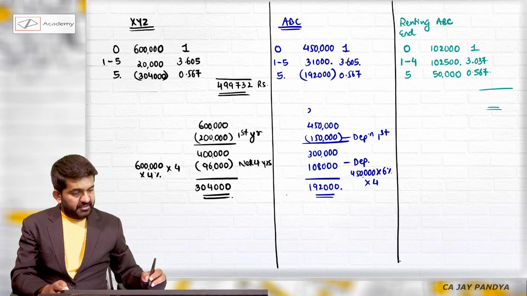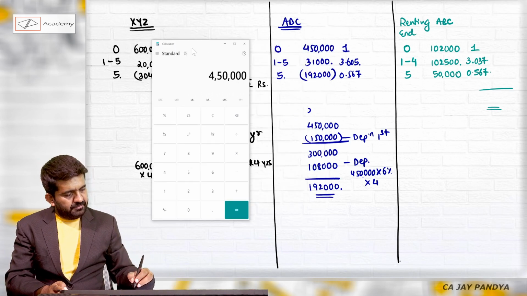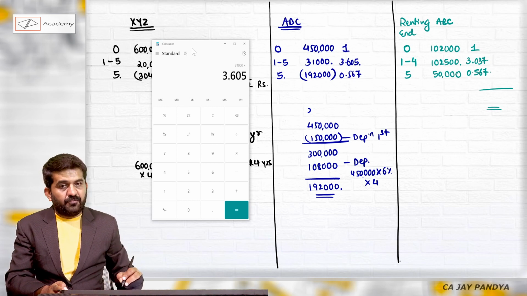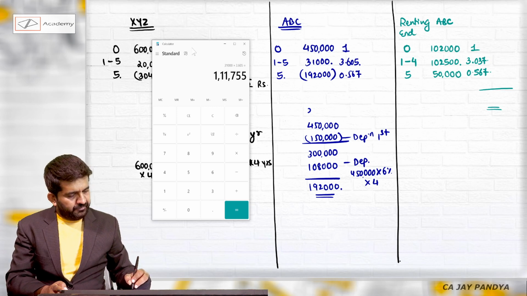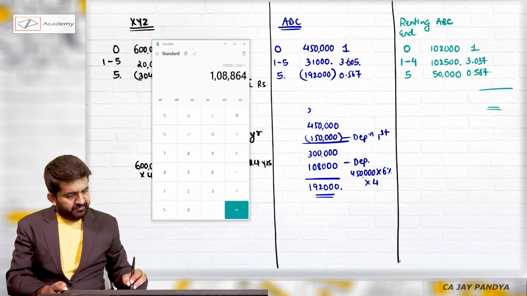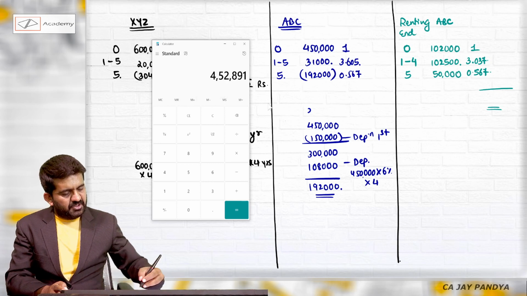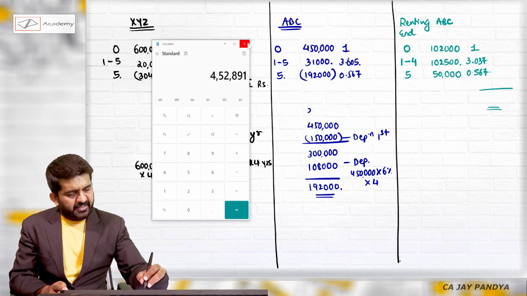Let us find out this. 4,50,000 M plus 31,000 into 3.605 is equal to M plus 1,92,000 multiplied by 0.567 is equal to M minus MRC is 4,52,891.